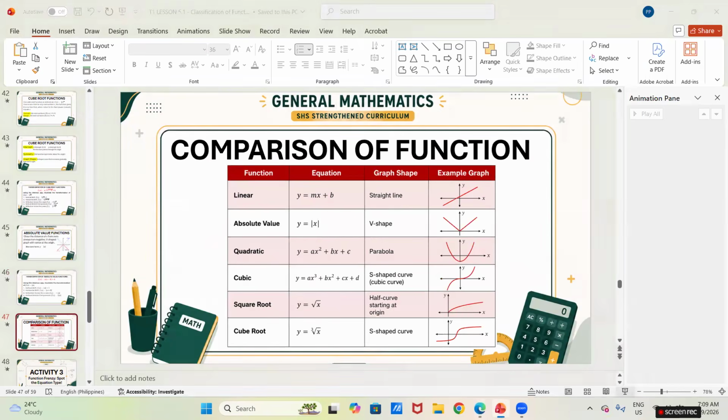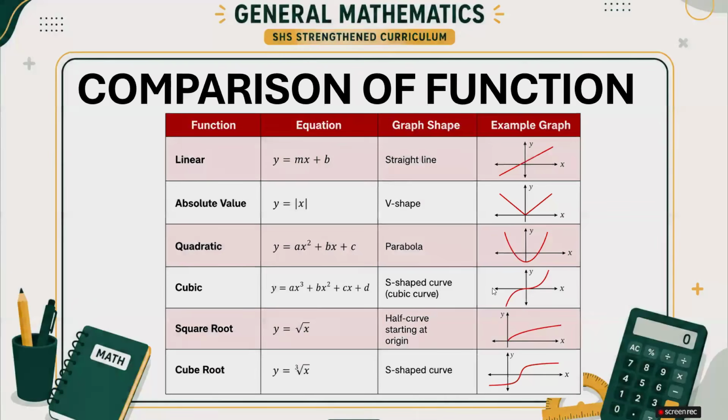Now, let us summarize everything using this comparison. So let's review the easiest clue. A linear is a straight line. A quadratic is a U-shaped parabola, while the cubic is an S-shaped curve. The square root starts at 1 point and curves right. And the cube root is a gradual S-shaped curve. The absolute value is a V-shaped curve.